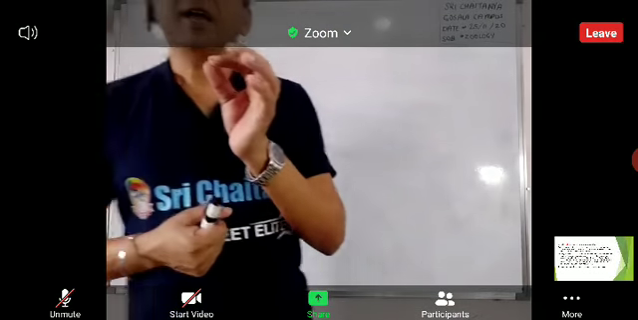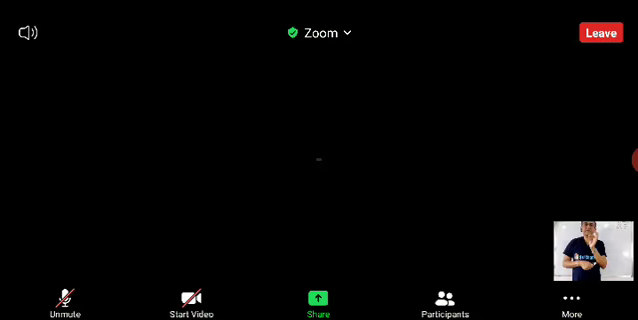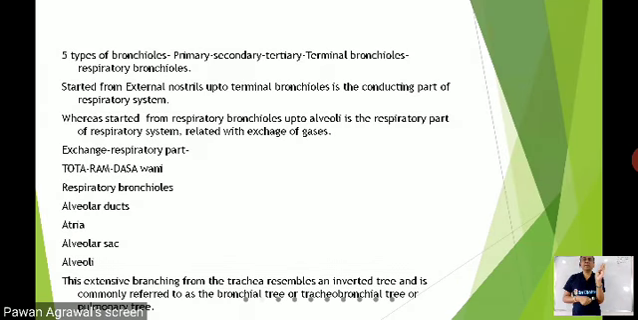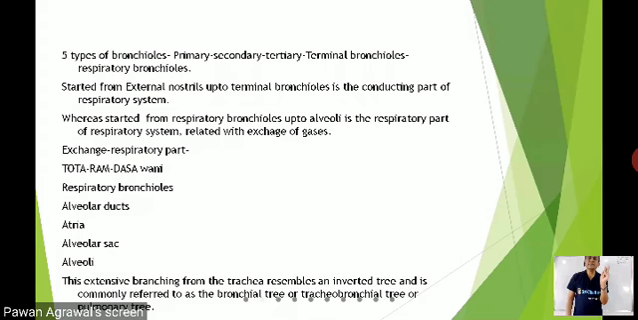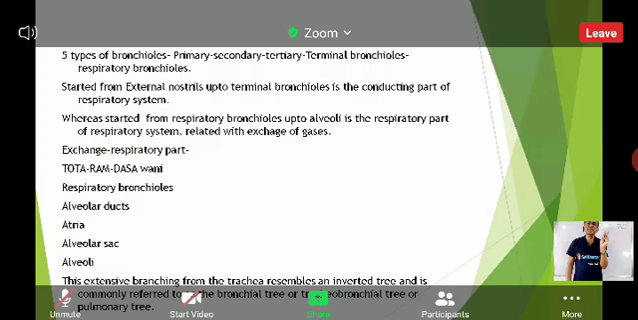External nostrils, nasal cavity, internal nostrils, nasopharynx, glottis, then it is the larynx, then it is the trachea. Okay, what is this? Then it is the trachea.